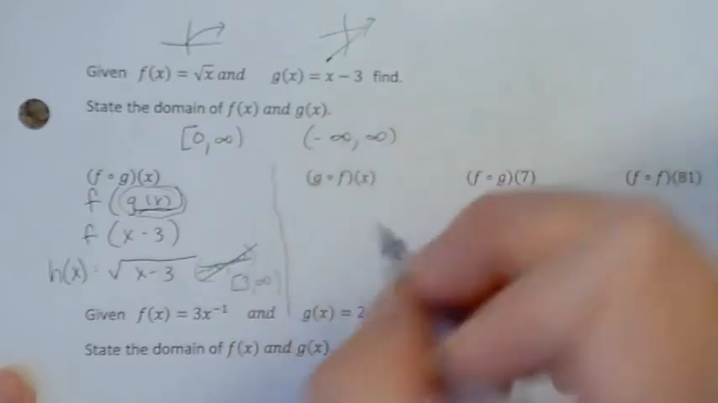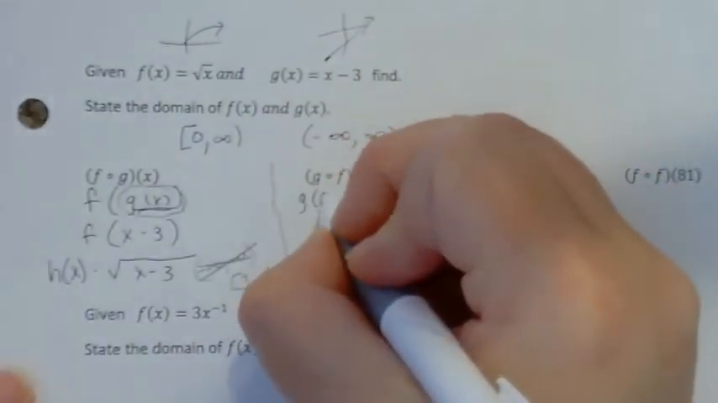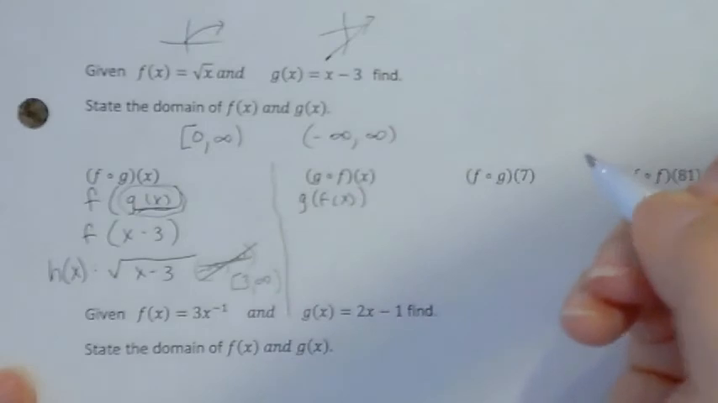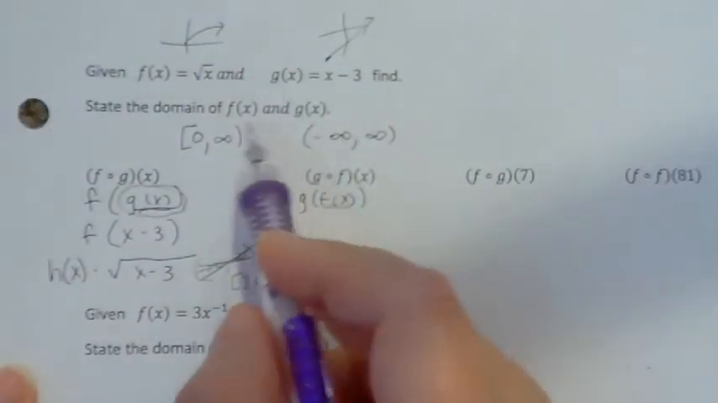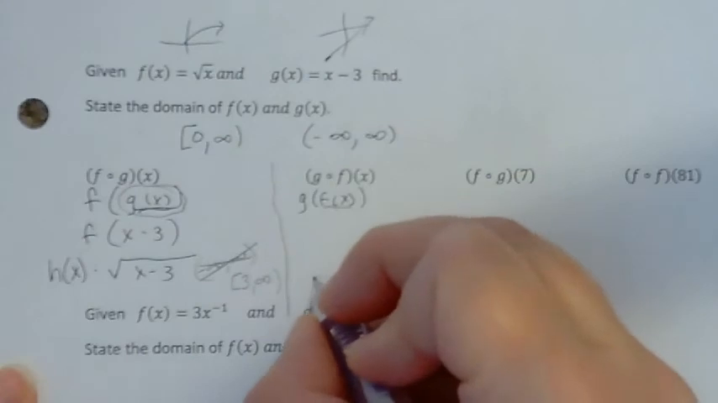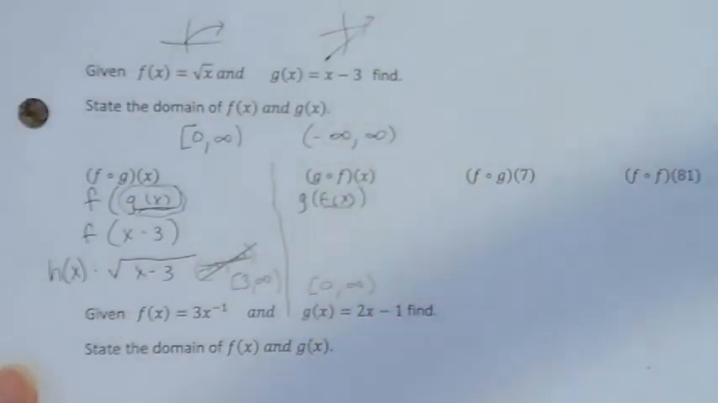Okay, let's look at the next one. g of f. So let's think about the domain here. The domain is going to be whatever the domain for f is. So it's going to start as 0 to infinity. Now I may have to tweak it in the end, but for now it's going to start as 0 to infinity.